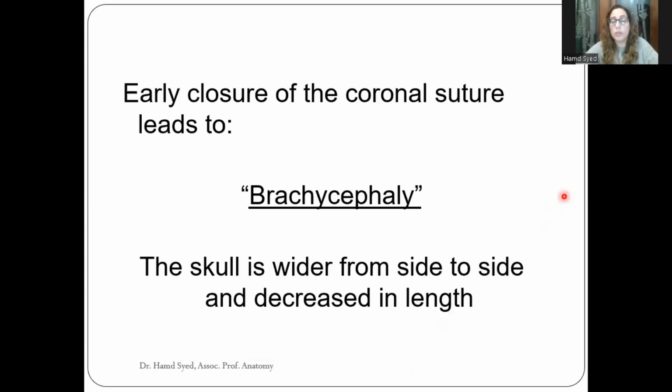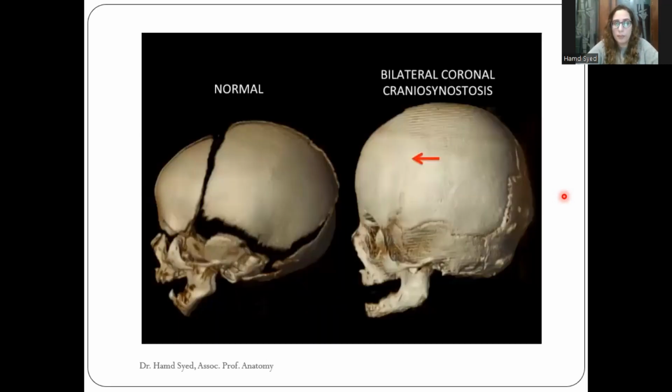The other type of craniosynostosis can occur due to early closure of the coronal suture. Now, the coronal suture, if you recall, was present between the frontal bone anteriorly and the two parietal bones posteriorly, in the coronal plane. Its early closure can cause brachycephaly. In case of brachycephaly, the shape of the skull is such that it is wider from side to side and decreased in length anteroposteriorly.